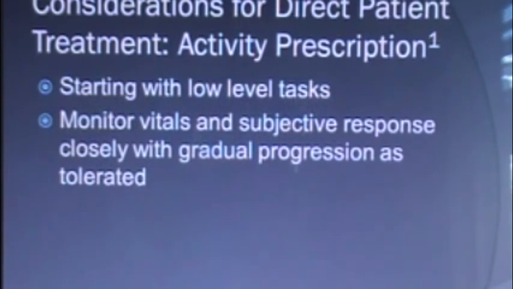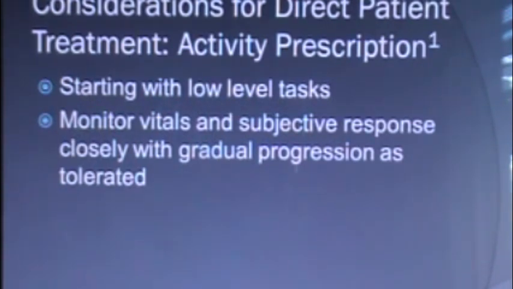As far as activity prescription goes for patients, it seems sort of obvious to start with low-level tasks and to monitor vitals and subjective responses with gradual progression as tolerated. But this really is not a population that you want to push, especially right away. Again, we just want to emphasize the importance of monitoring heart rate and SpO2 as well as respiration rates during your sessions.